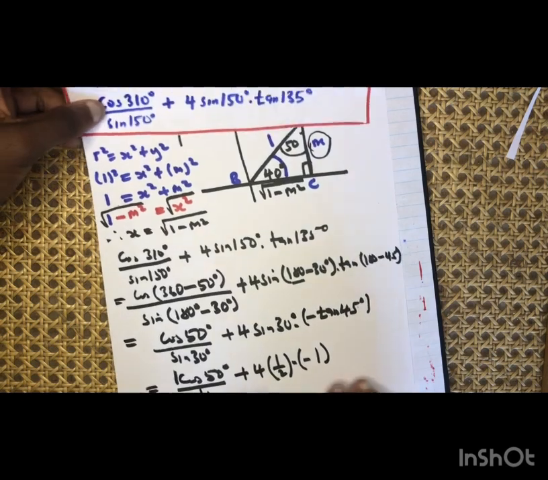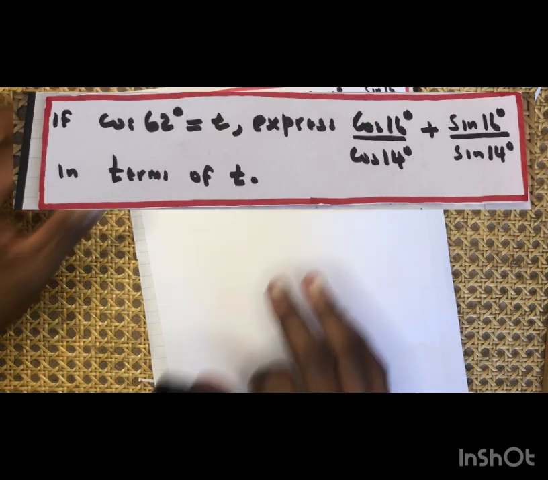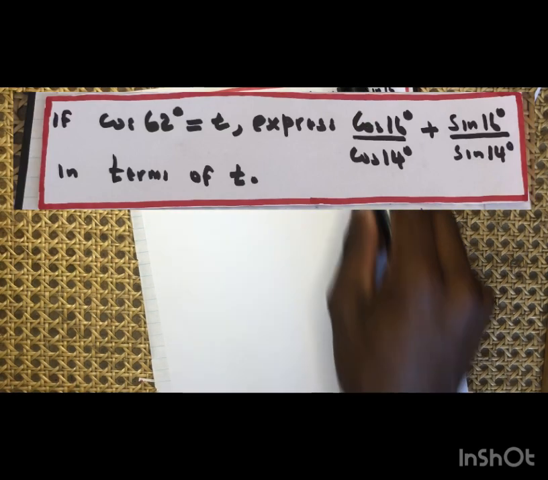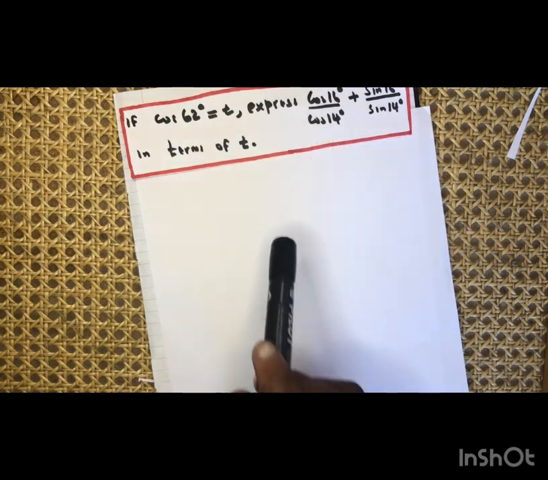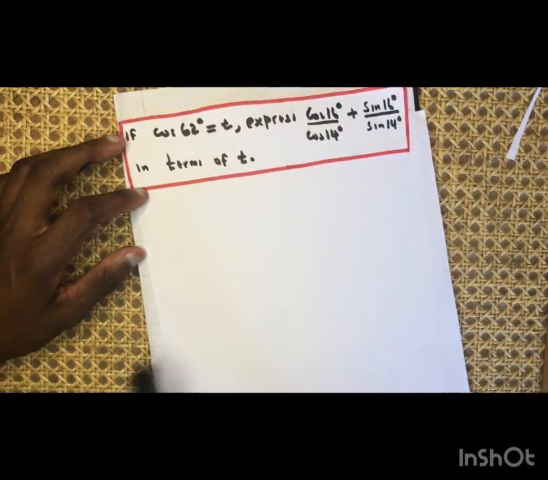So that's your final answer for the first question. So let's take the next one. So the next one, guys, we have this. If cos 62 is equal to t, express the following: cos 16 over cos 14 plus sine 16 over sine 14 in terms of t.